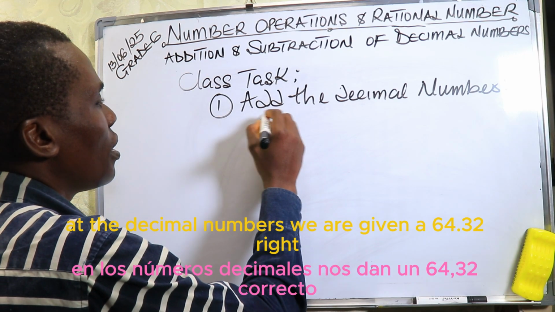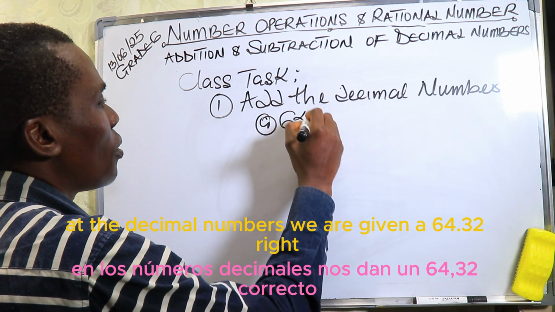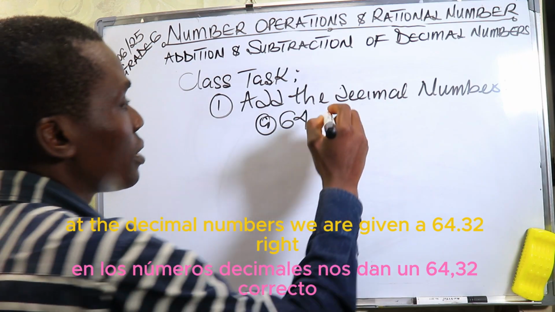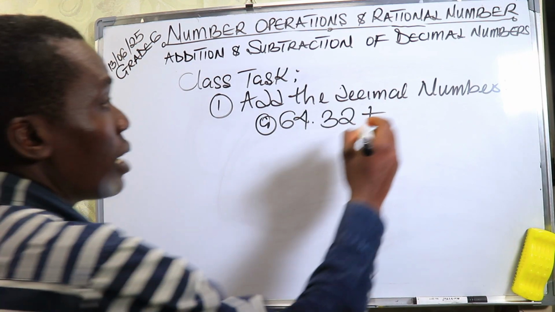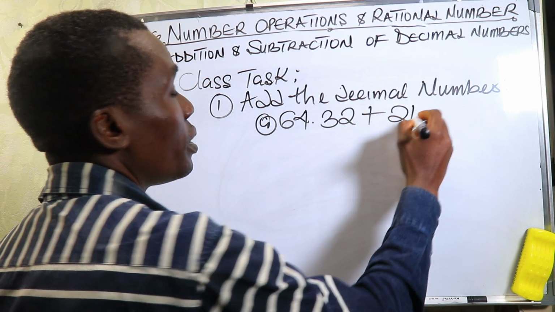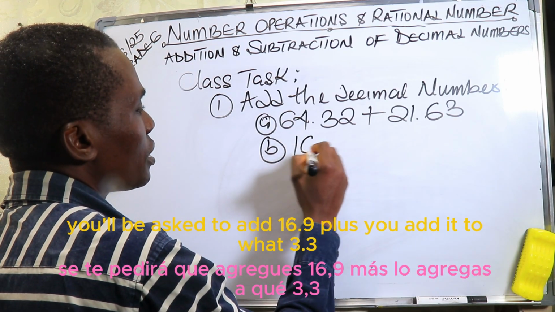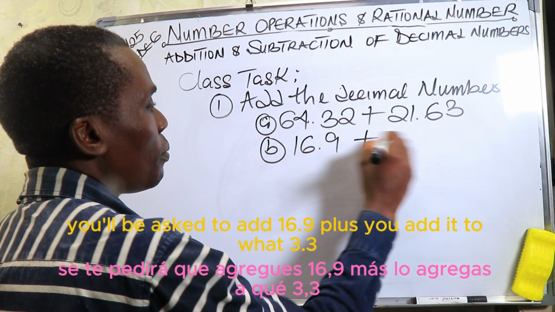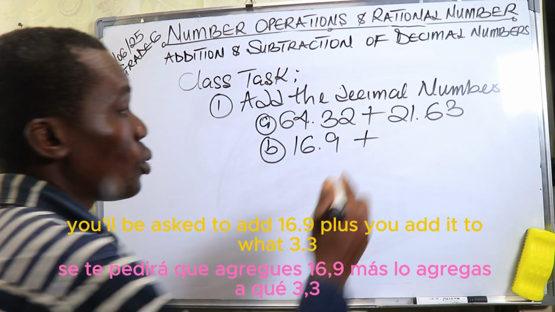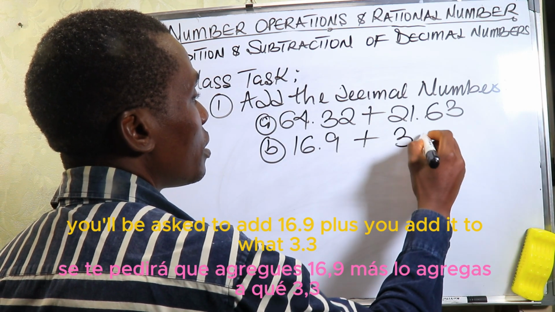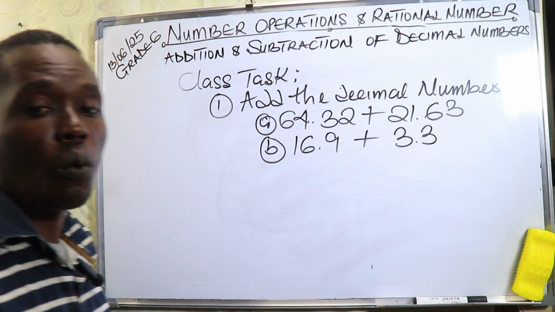We're given A, 64.32 plus 21 point, and B, you will be asked to add 16.9 plus 3.3.